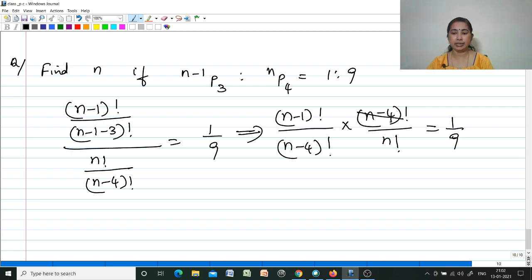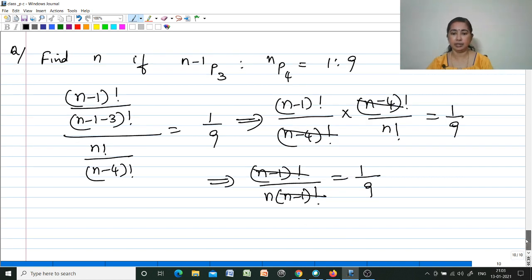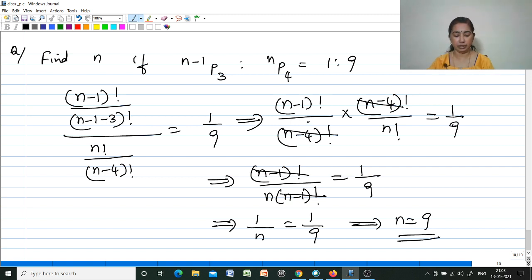Here we can see that (n minus 4) factorial is common, that can be cancelled. Remaining (n minus 1) factorial divided by n factorial is the same as n into (n minus 1) factorial in the denominator, equal to 1/9. This (n minus 1) factorial can be cancelled, and remaining we get 1 by n is equal to 1/9, or n is equal to 9. So the value of n is 9.